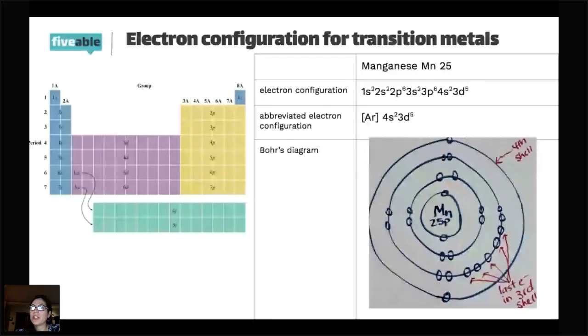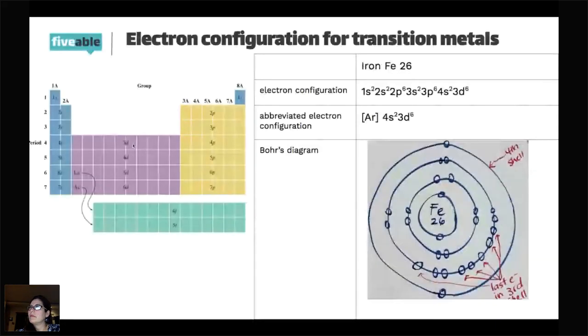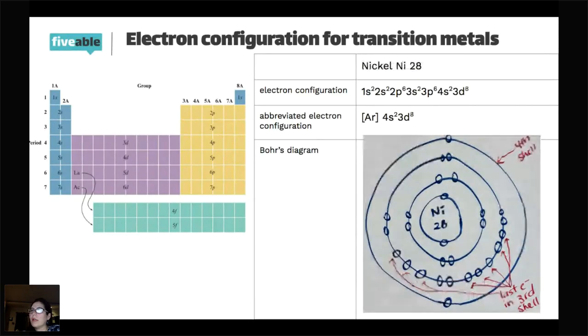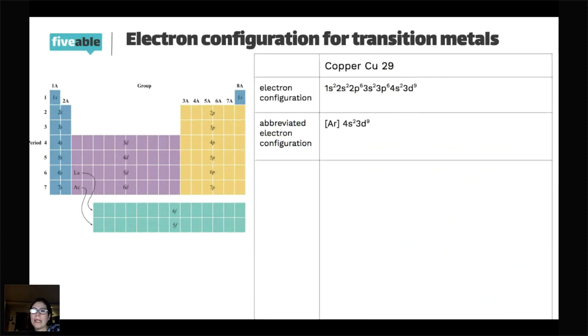Iron, location here, and this is its data. Cobalt, location in here, so we will have 7 3D electrons. Nickel, location here. And then again, we have an exception for copper. This is what we would expect. What do you think would be the observable configuration?